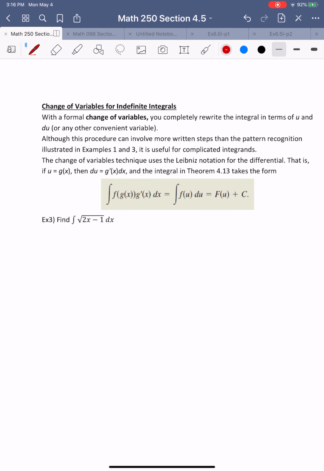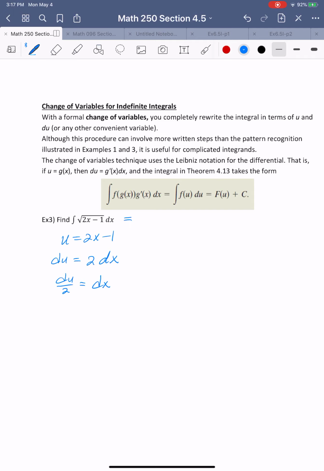And then also the change of variable for the definite integral. If you have an integral like this one, this time I want to use substitution. Let's say u is 2x minus 1, so u prime is 2 dx. For u prime, instead I want to say du. So du is 2 dx, and du over 2 is the same as dx.